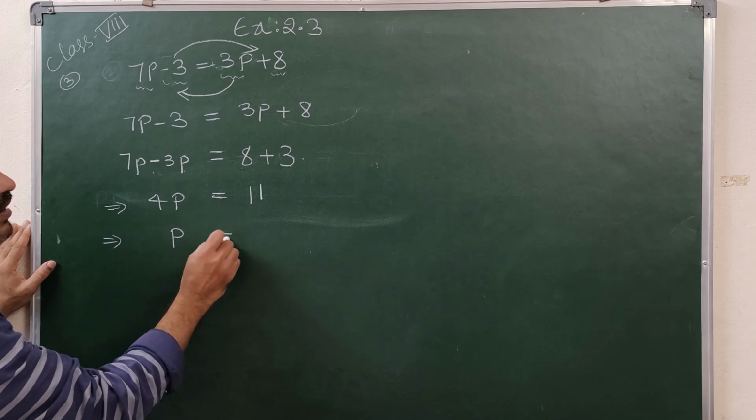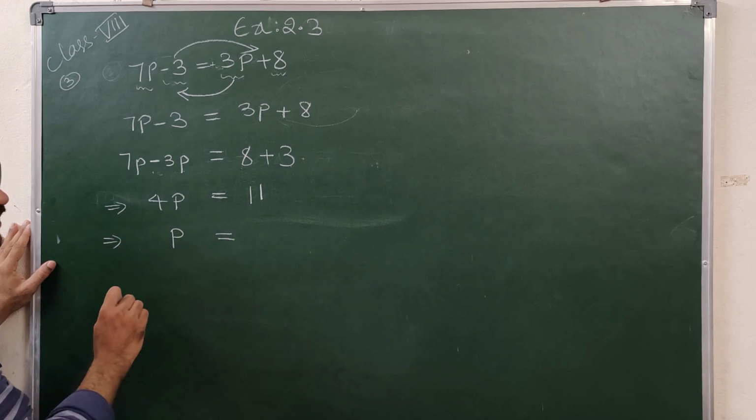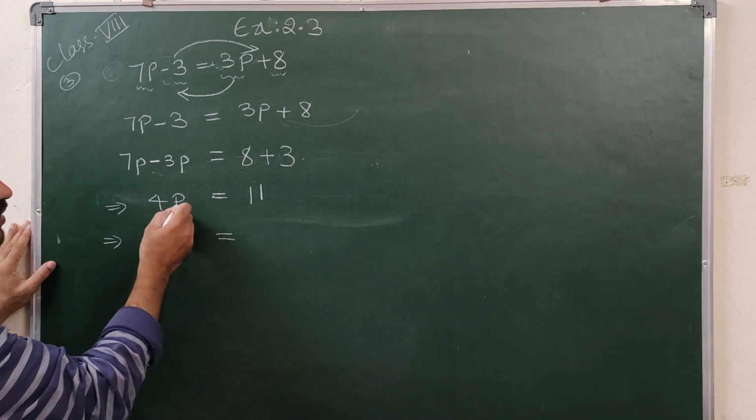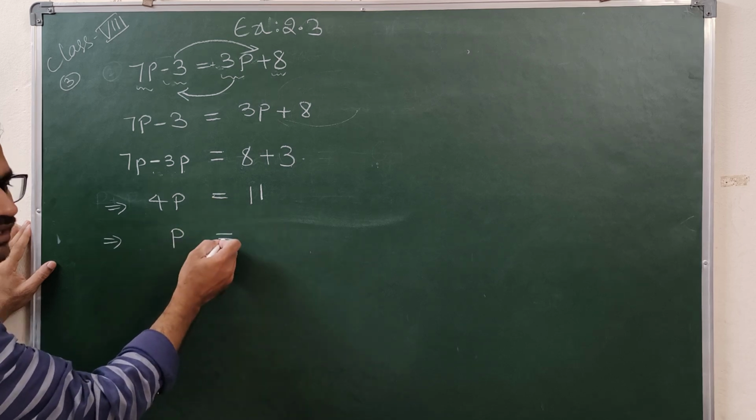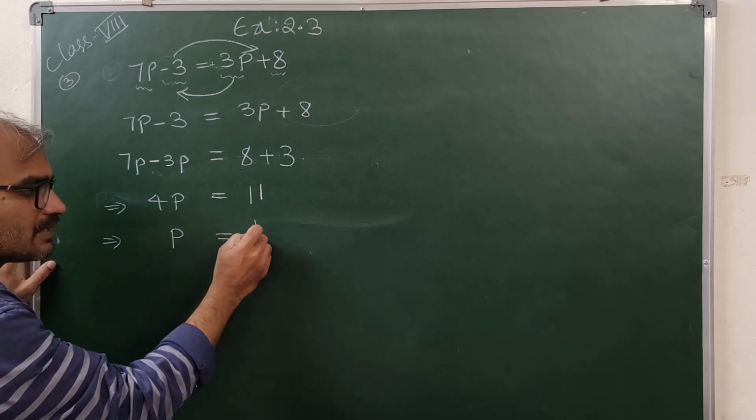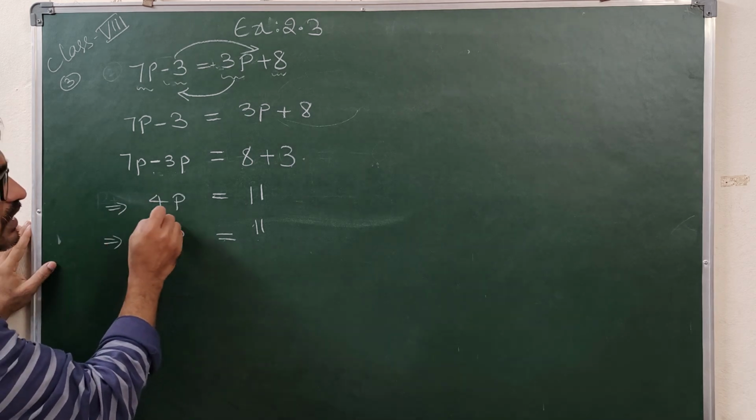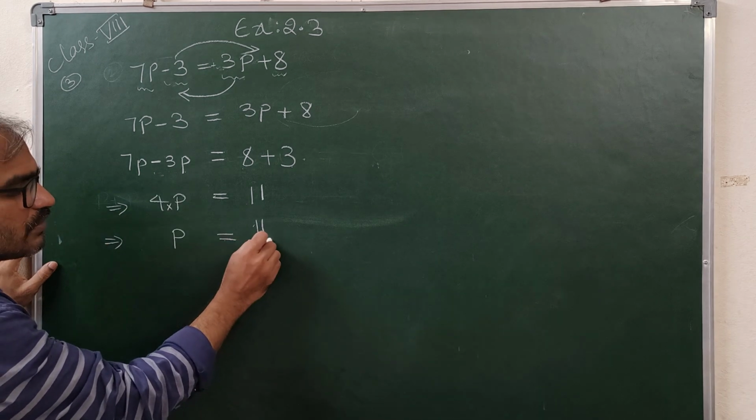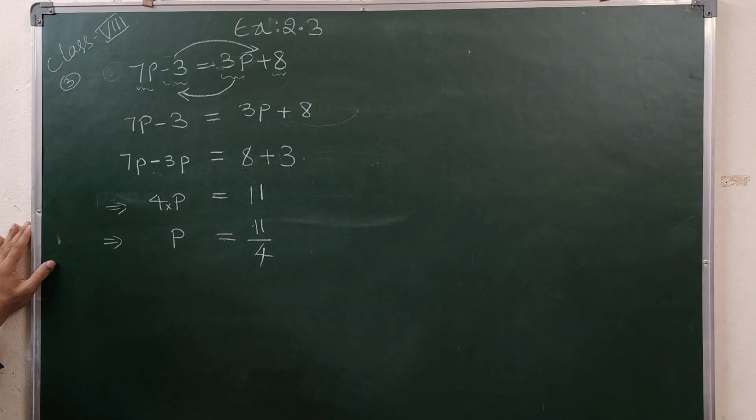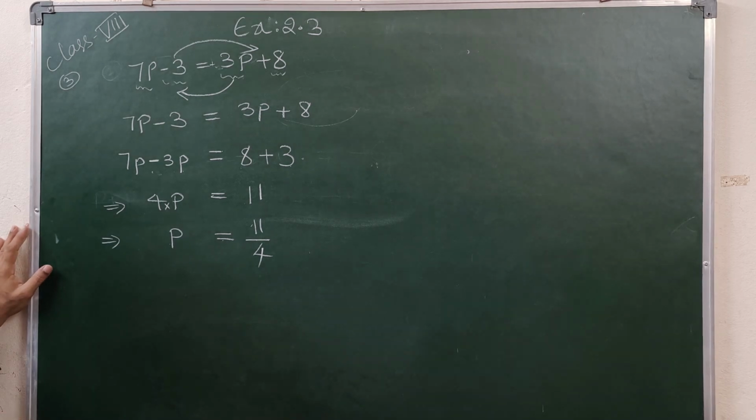Therefore p. Now what you do, we have to calculate the p value. Equals under equals. Whatever is on the other side, write as it is. Now this 4 you have to take to the other side. It is on the left side. Here the operation is multiplication. If it goes to the other side, it will become division. Right? So p is equal to 11 by 4.